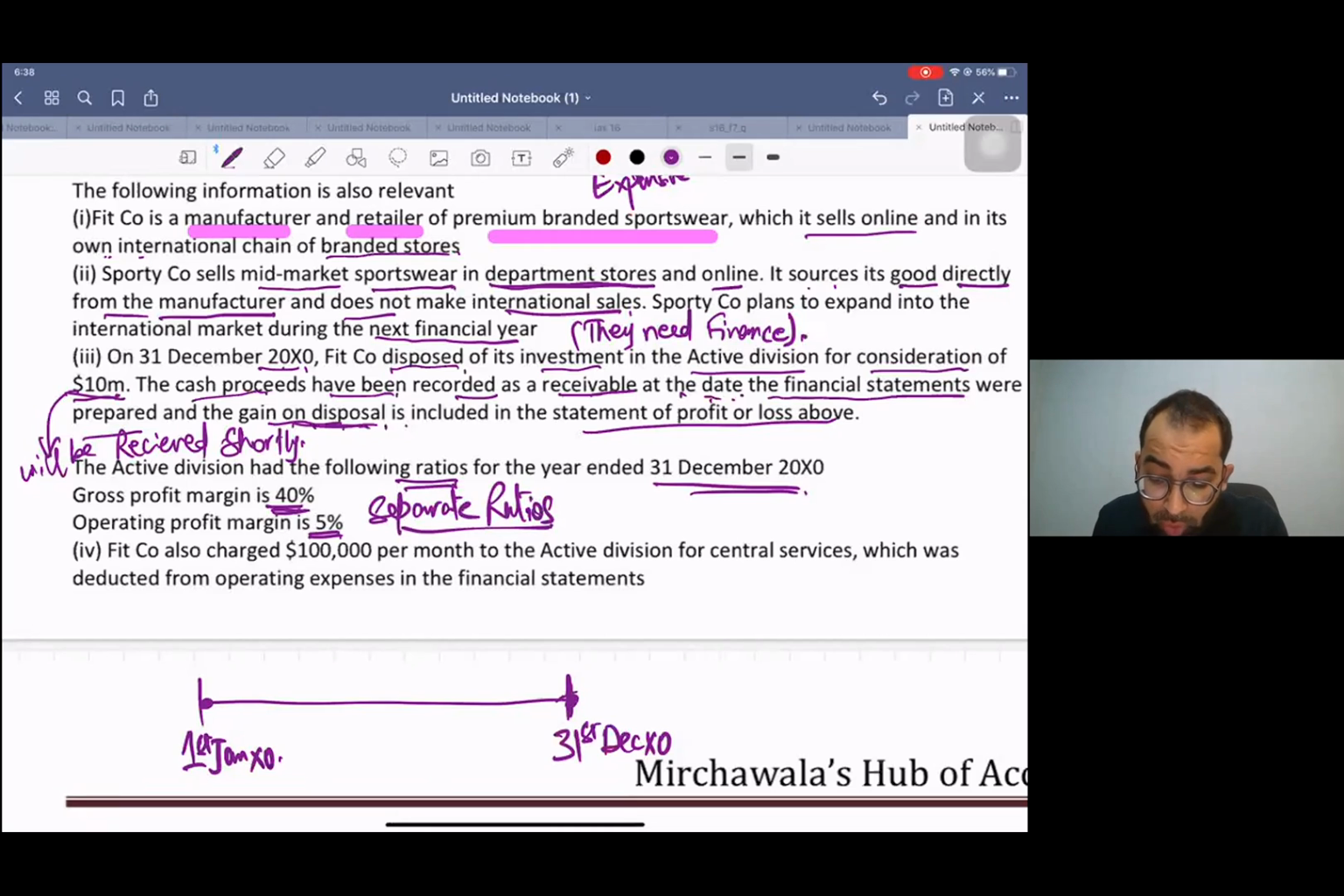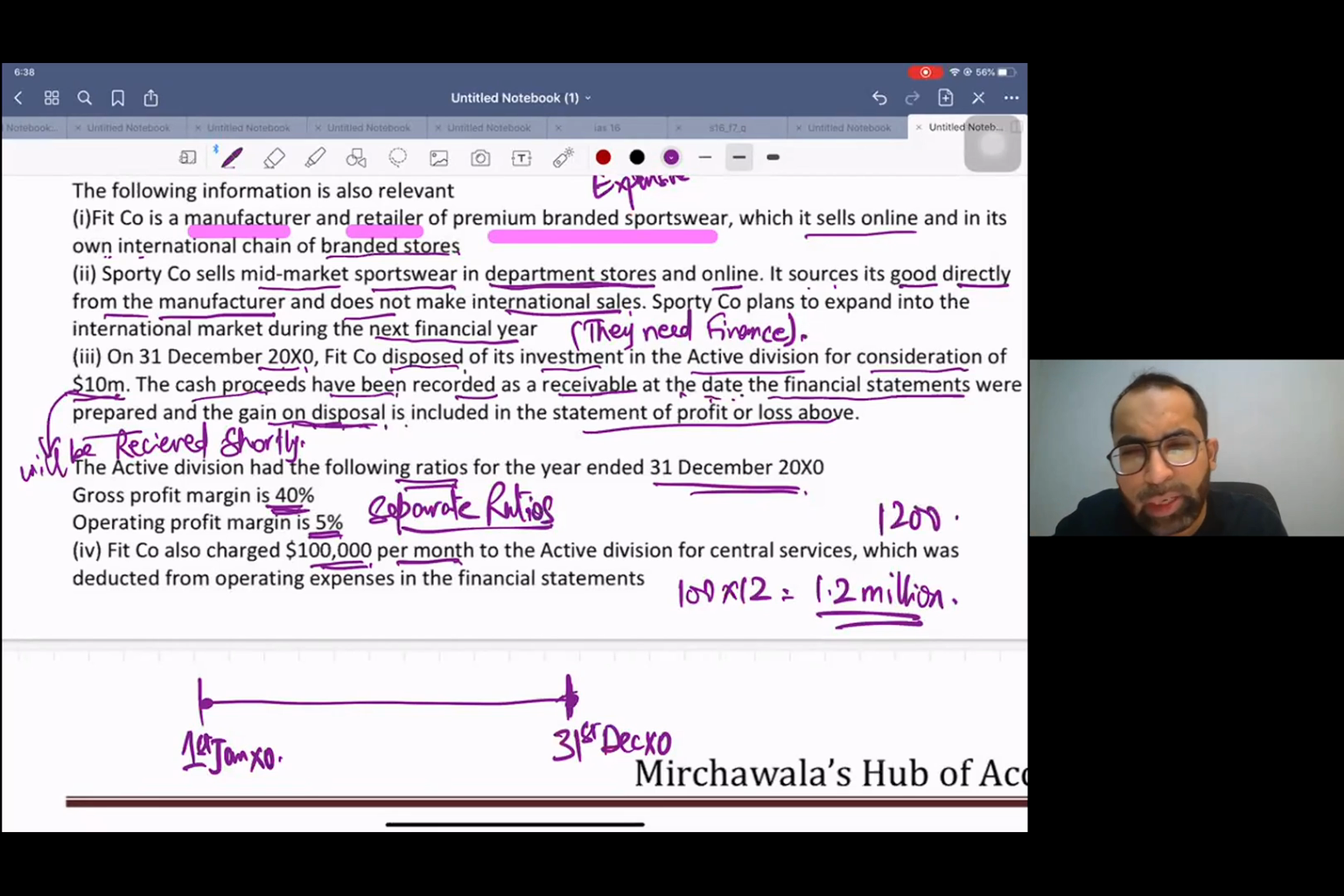Now, Fit company also charges 100,000 per month. 100,000 per month means 100 multiplied by 12, there are 12 months in a year. This will become 1.2 million per year, and 1.2 million in our language is 1200, if normally we remove three zeros. So Fit company also charges 100,000 per month, that is 1.2 million per year, to the active division for central services, which was deducted from operating expenses in the financial statement.